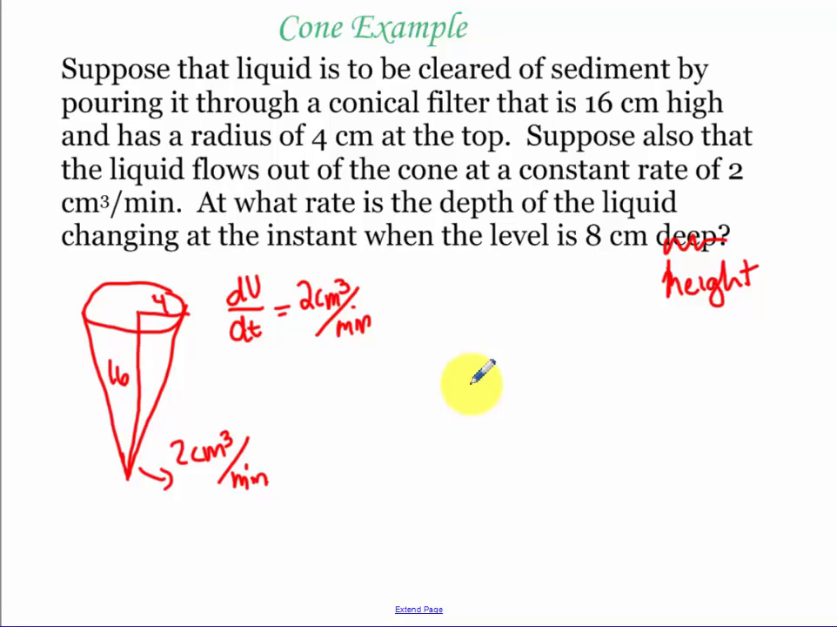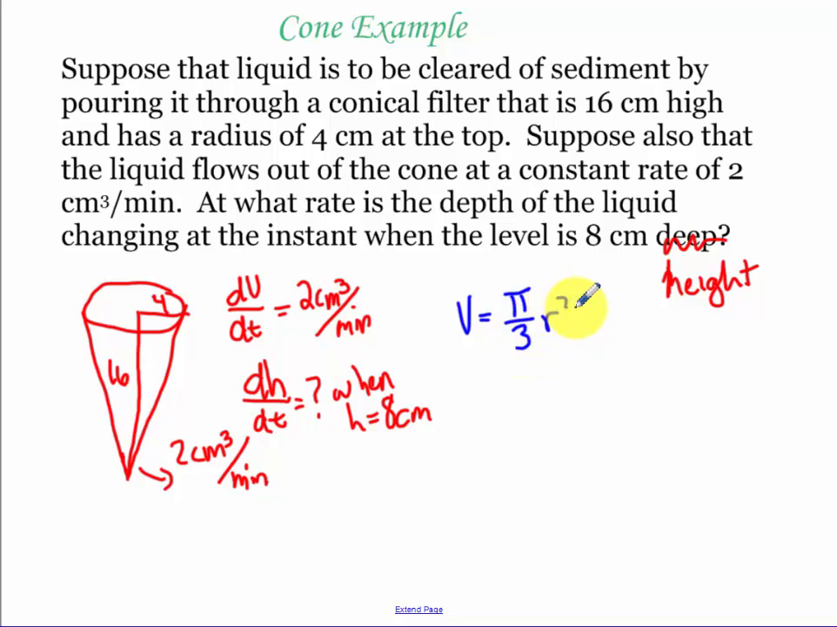Okay, let's look at what else we know. I'm looking for how the depth of the liquid, or the height, is changing. I'm looking for dH/dt when h is equal to 8 centimeters. So our equation has to involve volume since I'm given dV/dt. The volume of a cone is 1/3 pi r squared h.